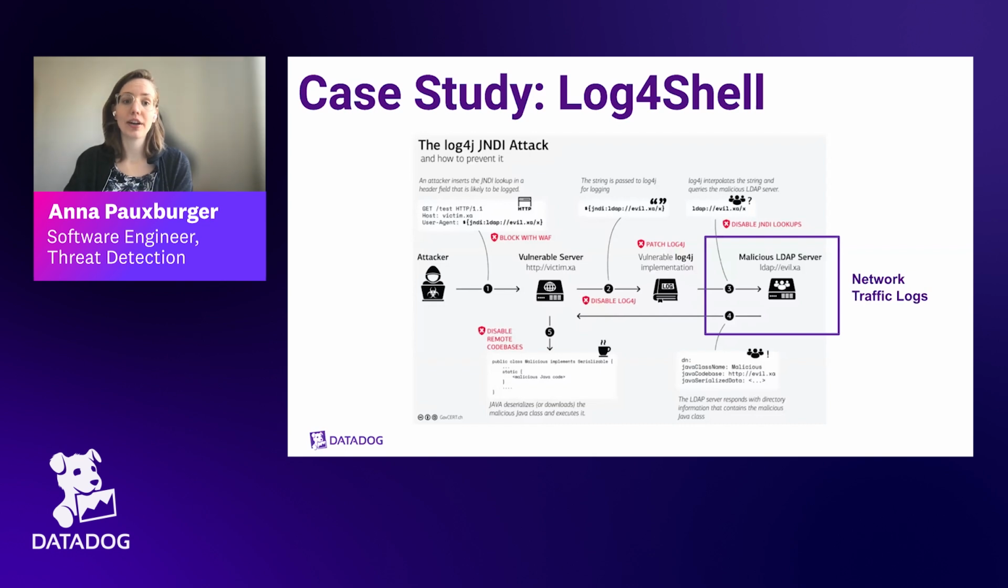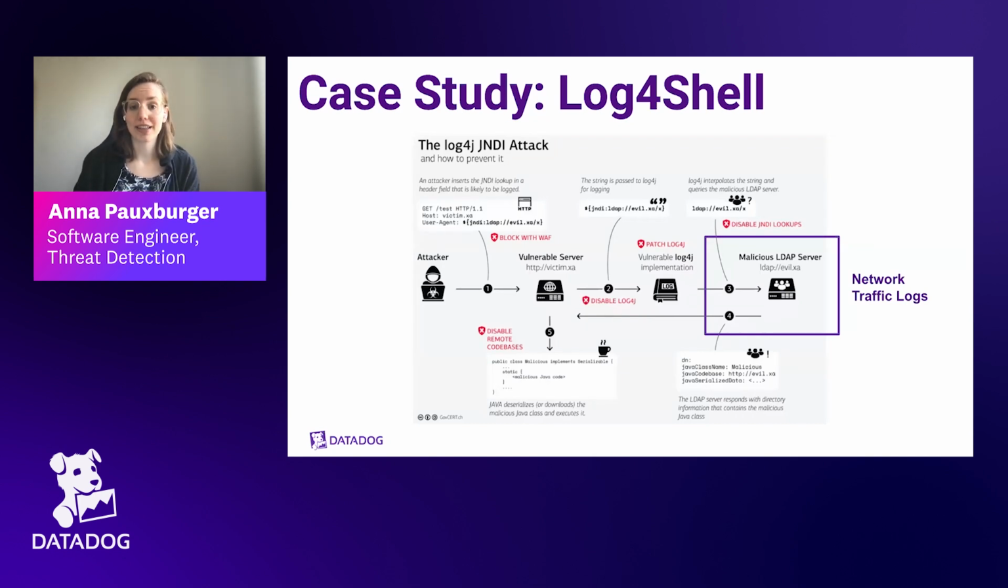And this is where the traffic logs can be useful. In your logs, you should be able to find that outbound connection to the malicious server. Then in step four, it goes in the other direction. The malicious server sends back the response, telling the application to load a remote class. And this should again be seen in your network traffic logs, this time as incoming traffic. And lastly, the actual exploit happens when the remote Java class file gets executed.